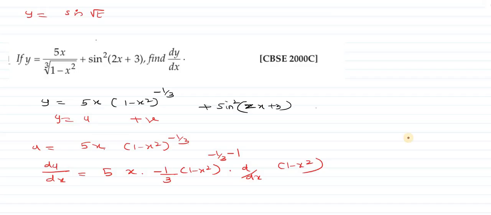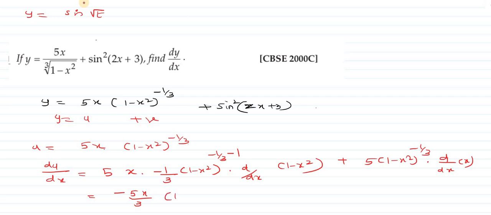Any doubt you should tell me. Then next step, 5 into (1 minus x square) to the power minus 1 by 3, I will keep as constant. Differentiate x. So this is 5, you can simplify it. What will it be? Minus 5x by 3 into (1 minus x square) to the power, if I take 3 as the LCM, minus 1 minus 3, minus 4 by 3, into, 1 is a constant, x square differentiation is what? Minus 2x, minus x square, so minus 2x. Here differentiation of x is 1, so 5 into (1 minus x square) to the power minus 1 by 3 will be there.